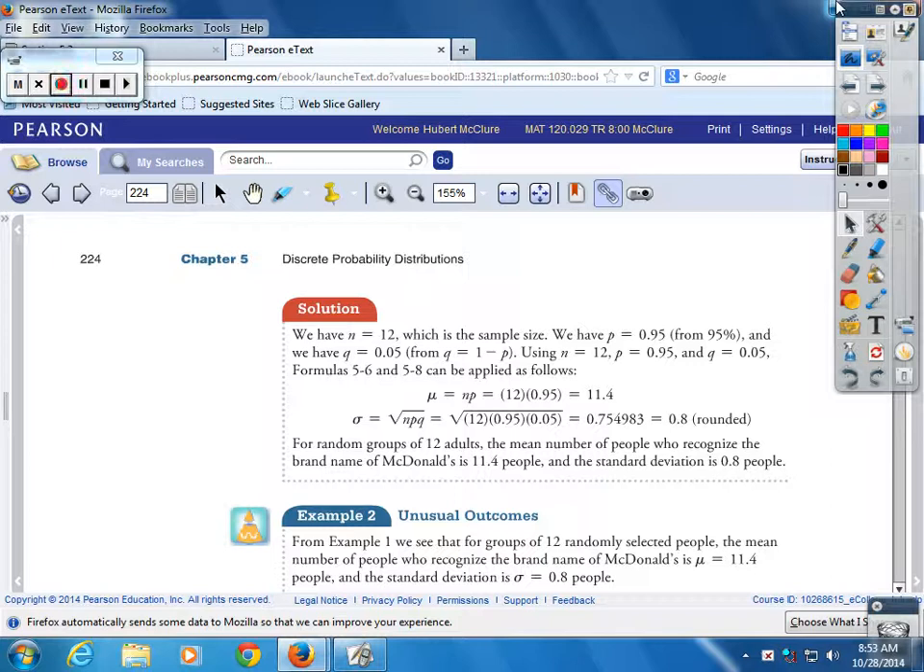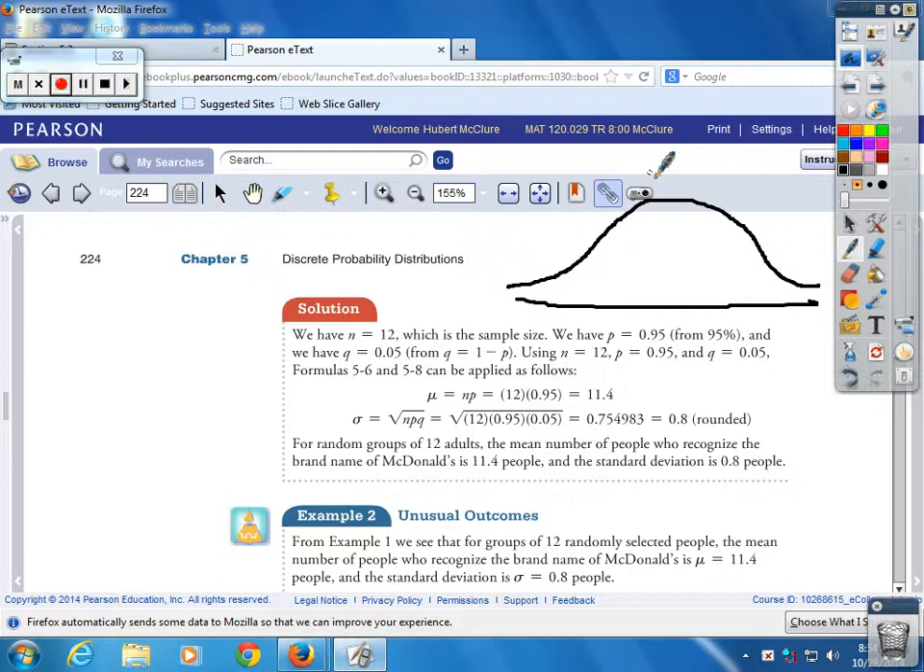And what is your standard deviation? Well, your standard deviation is 11.4 times 0.05. And that's 10% of 11.4, which is 1.14. And then half of 1.14 is what? 0.57? Or 0.75? No, 0.57. And then you take the square root of 0.57 and you get 0.7. Now what do those two numbers give you? It gives you your normal distribution.